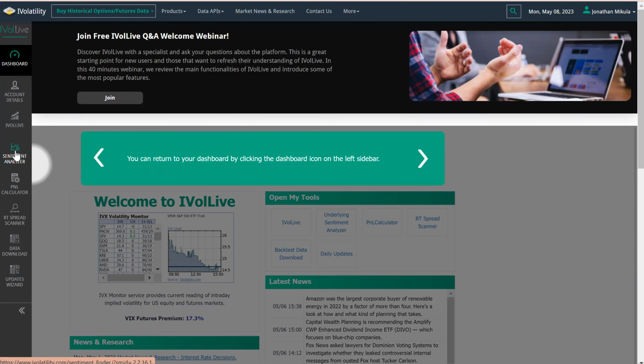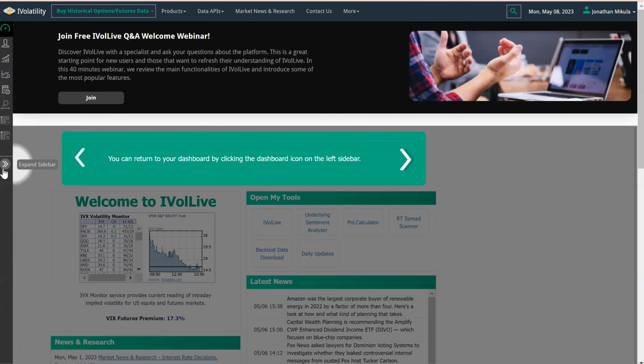Sentiment Analyzer, which is great because sentiment really does move markets. This tool lets you drill down on said sentiment. P&L calculator. So we're in this game to make money. So the P&L calc helps demonstrate potential risk and potential reward for any given trade. Real-time spread scanner, an incredibly powerful tool for anybody that likes to trade spreads. And then data download. So this is a tool we use to access historical data to then do backtesting. And of course, update wizard, always make sure you're up to date.